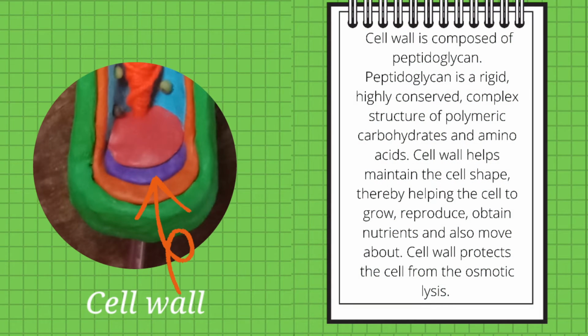Cell wall is composed of peptidoglycan. Peptidoglycan is a rigid, highly conserved, complex structure of polymeric carbohydrates and amino acids. The cell wall helps maintain the cell shape, thereby helping the cell to grow, reproduce, obtain nutrients, and also move about. The cell wall protects the cell from osmotic lysis.